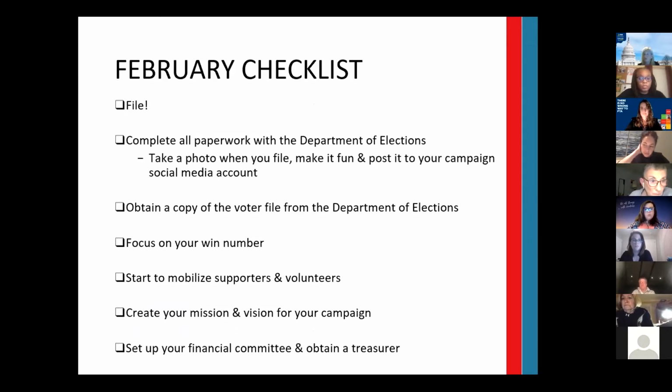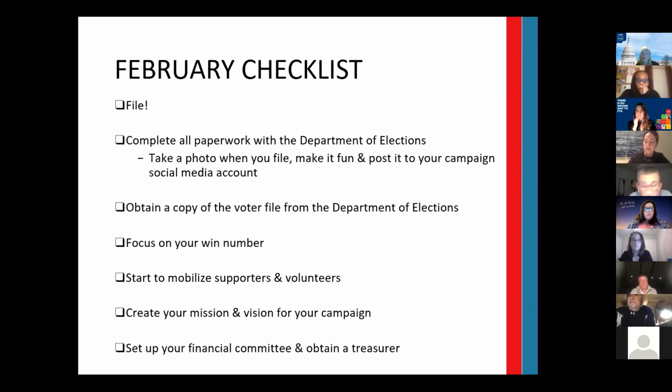Many people, like Sarah mentioned, download the packet and then go in person and file because you have to prove your residency. Make sure that when you go, you take a picture of you filing. That's going to be something where I'm excited, I'm running for school board, and you take a picture of you filing, whether you're filling out the papers or you're standing in front of the door, whatever it is, but make it a fun thing because you're going to want to use it in your campaign and on your social media outreach.